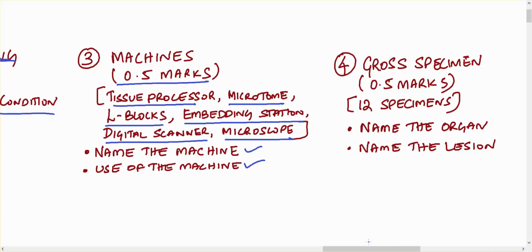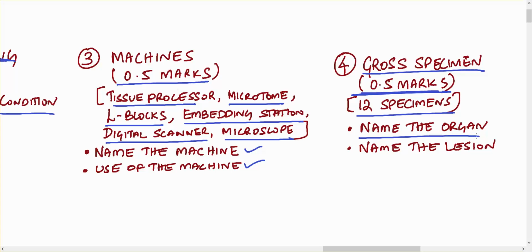Okay, it dehydrates, it clears the tissue, and it infiltrates the wax in the tissue. So like that you should be able to write the use of that machine. Now coming to the next slide, that is gross specimen. It has 5 marks, 0.5 marks for that, and there are 12 specimens discussed in the laboratory sessions, and we should be able to name the organ.